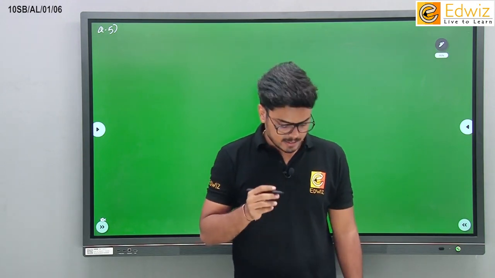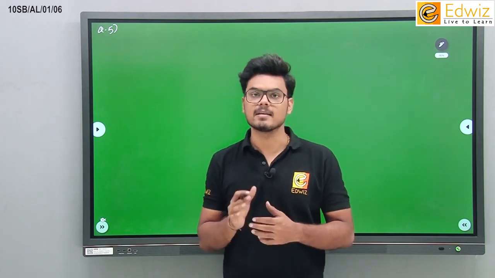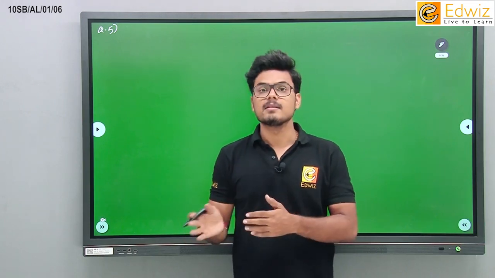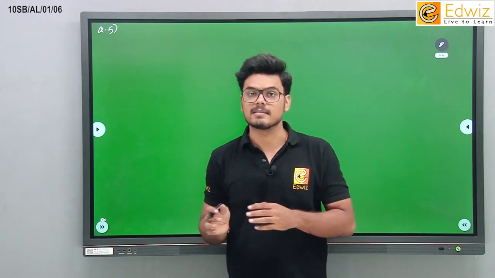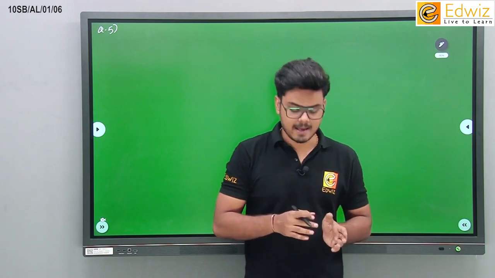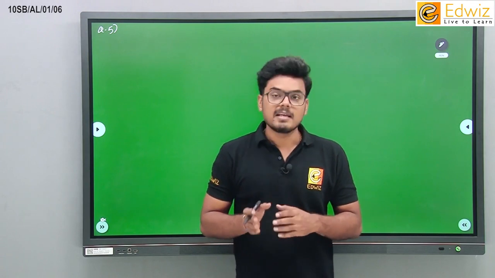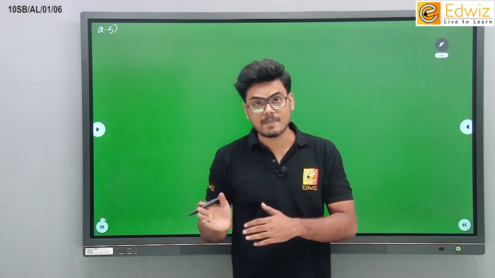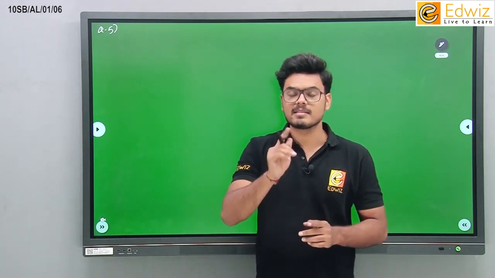Two types of boxes A, B are to be placed in a truck having capacity of 10 tons. 10 ton matlab 10,000 kgs. Okay, 1 ton is 1000 kgs. When 150 boxes of type A and 100 boxes of type B are loaded in the truck, it weighs 10 tons. So 150 boxes of type A and 100 boxes of type B, ये मिला के total 10 tons complete हो रहा है. This is our first equation.